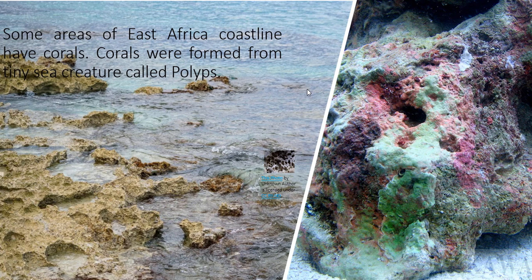Let's move on and talk about the coral reefs. So some areas of East Africa coastline have corals. Corals are rocks, and they are formed from sea creatures called polyps. So they are from formerly living organisms, but they turn into rocks, some kind of stones. But look at this picture here. I'll be able to describe them very well. And they are very important.